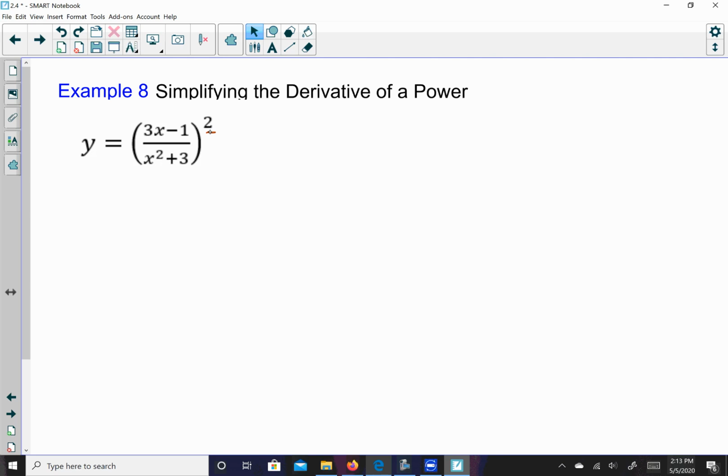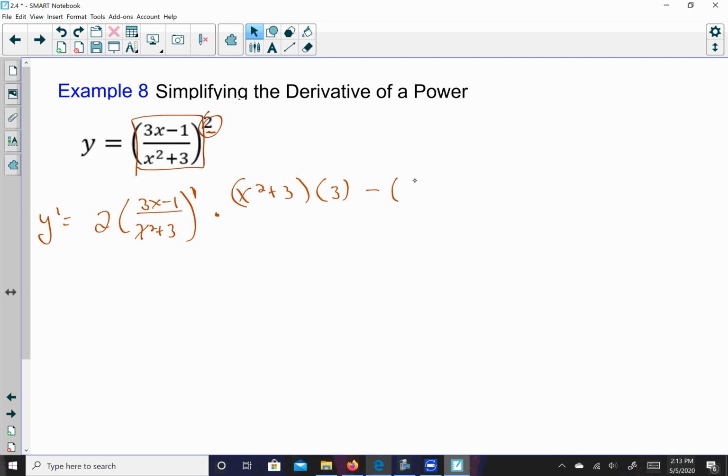So to take care of that 2, raising something to the second power, the derivative would be 2 times whatever that is, so 3x minus 1 over x squared plus 3. Don't change that at all. Raised to the first power. That's taking care of this being raised to the second power. Now I'm going to multiply that by the derivative of this fraction, which says that I leave the denominator alone. Take the derivative of the numerator, which is 3, minus the derivative of this, which would be 2x.